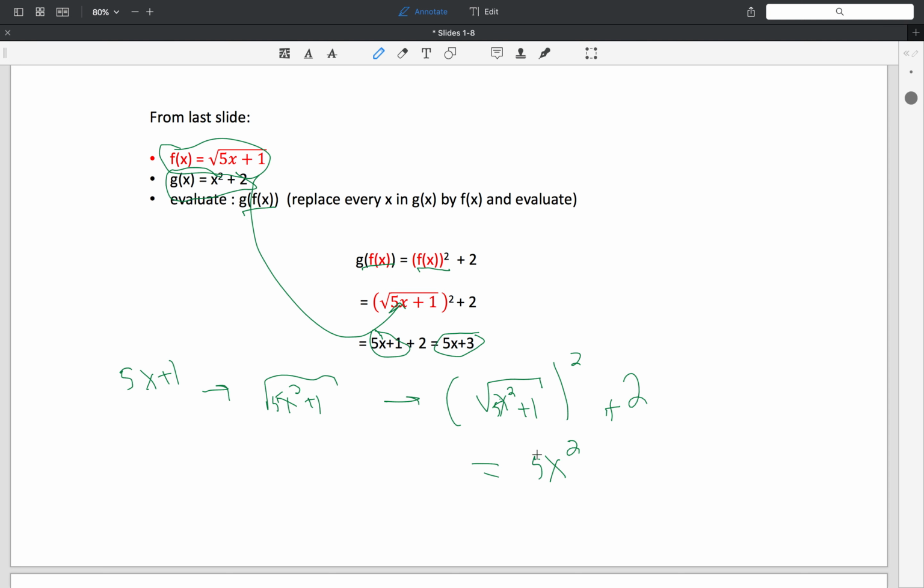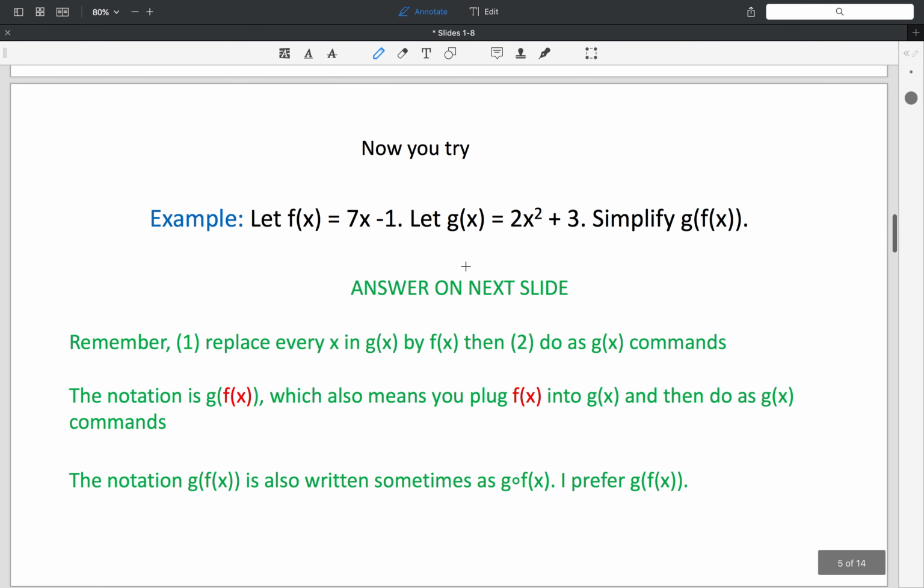There, to 5x squared plus 3. Okay, so this is a way to sort of mathematize and put notation on that verbal command. Okay, so I'm going to let you try one.